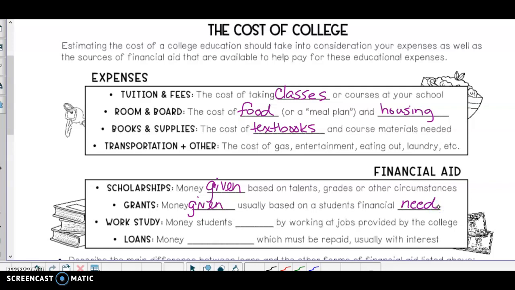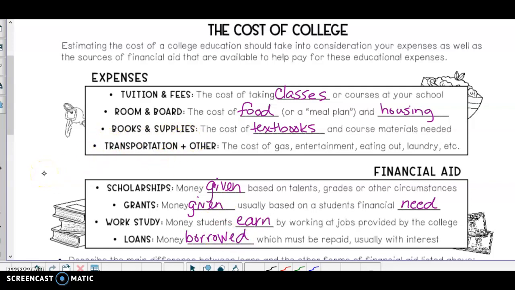Work study programs is money that you would earn by working in a job provided by the college. So if you worked in the bookstore, maybe you worked in the cafeteria. Work study also includes, maybe you're looking at advertising, you go to an advertising agency and you're learning, you're kind of interning but getting paid while you're learning about your major. Loans are going to be money that is borrowed, which must be repaid, usually with interest.